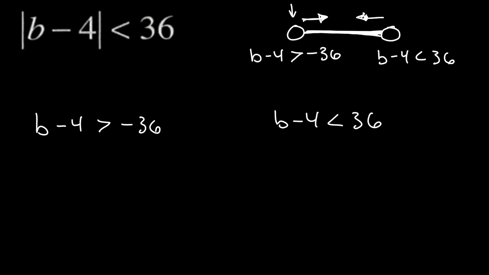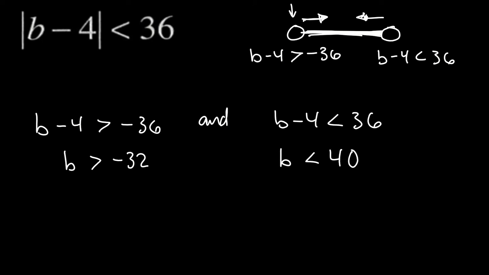Actually, that's an and statement, and both have to be true, because we're talking about the values that live in between here. So this is joined by an and. Now on the lower end, if I add 4 to both sides, this says that b has to be more than negative 32. So as long as b is greater than negative 32, it will work, provided that it doesn't get bigger than 40. Over here, when I add 4 to both sides, I get 40.